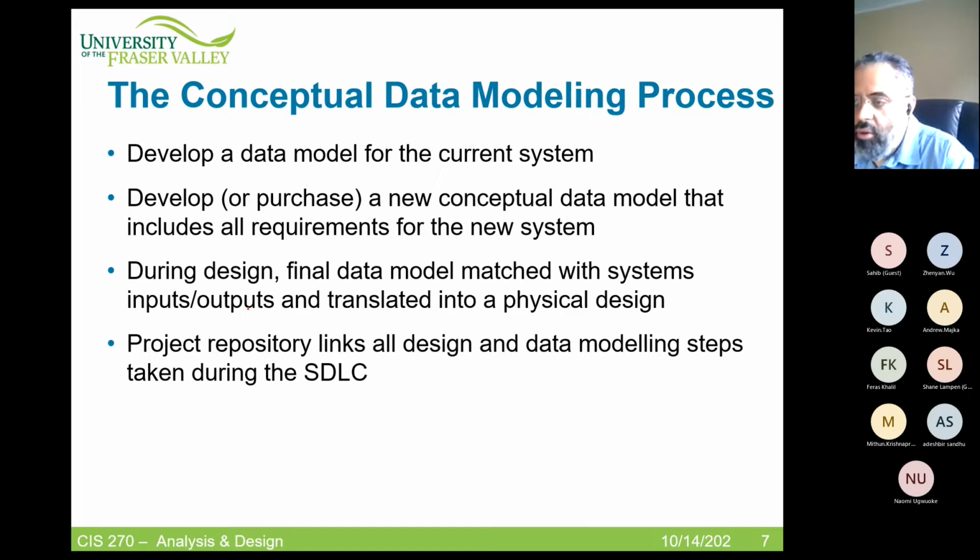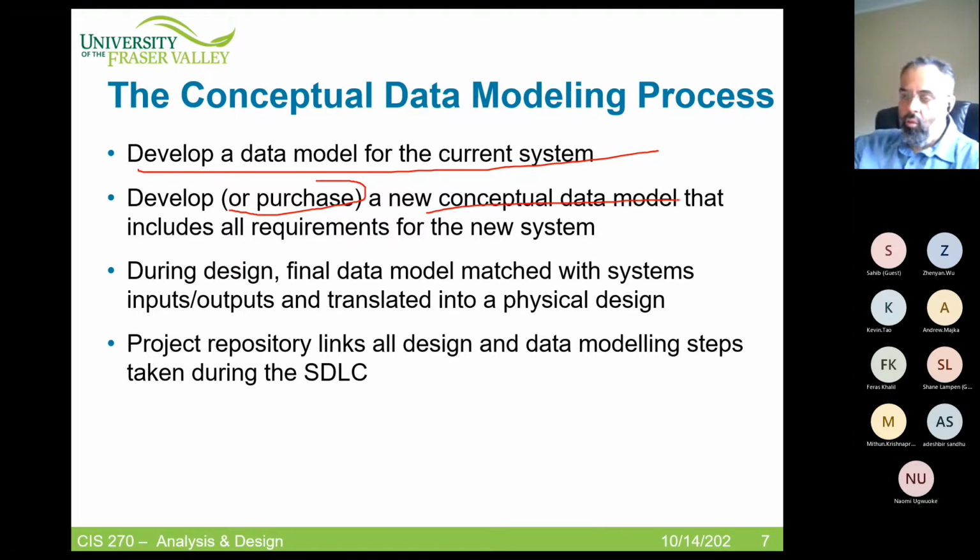So, as we have already discussed, either we develop a data model for the current system, if we have one. If not, then we develop or purchase a new conceptual data model based on the requirements of this system and the new system, to see if there is a mapping, if I have an existing system. Because sometimes the new system is an update of the old one. So this depends, but in our case, we are doing a new system. So we will go to this step.